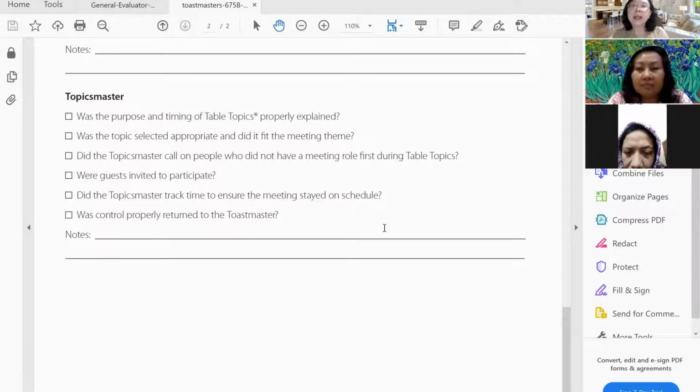And then second, if possible, we give the opportunity to speak in table topics to someone who doesn't have a role. And if the table topic master doesn't do that, then we can comment that we suggest giving the opportunity to someone who doesn't have a role. And then, do we stay on schedule? The schedule, you have to look at from the beginning until the closing. So you see whether they open on time and whether they close on time, because in Toastmasters, punctuality is very important.